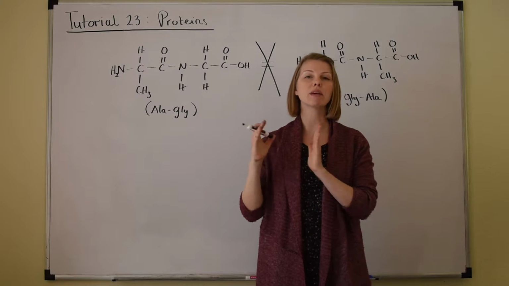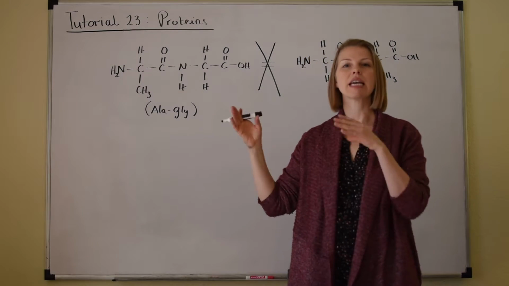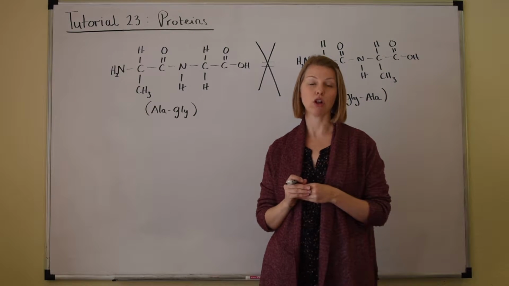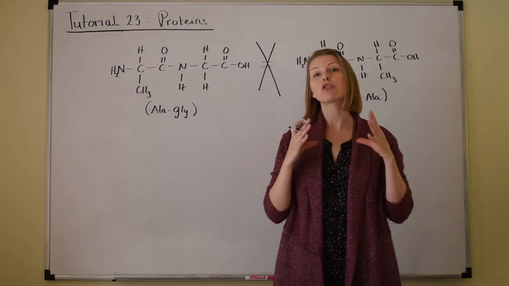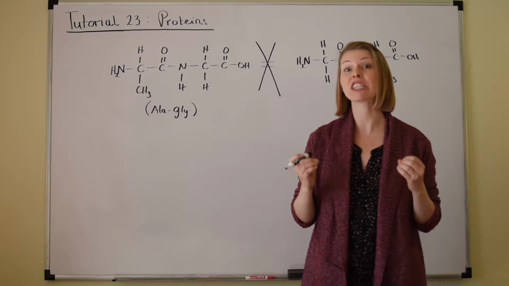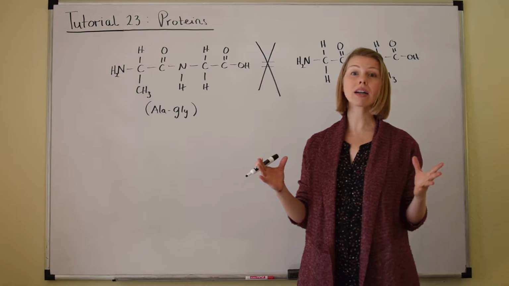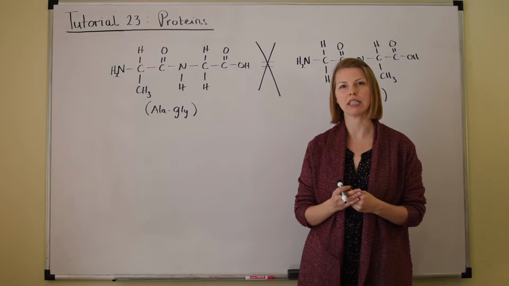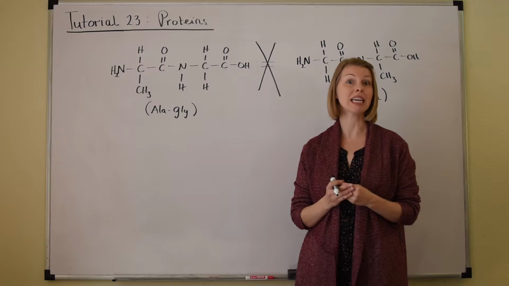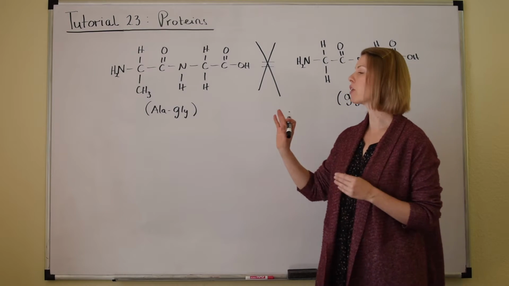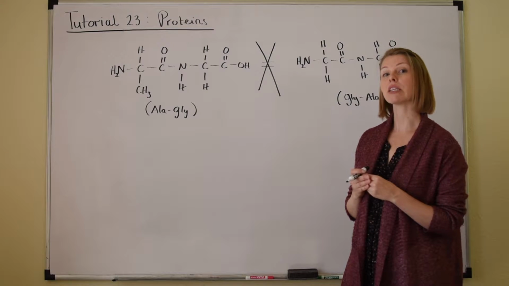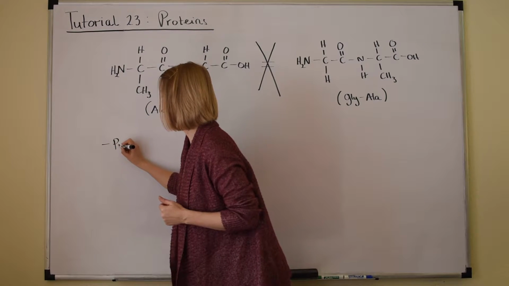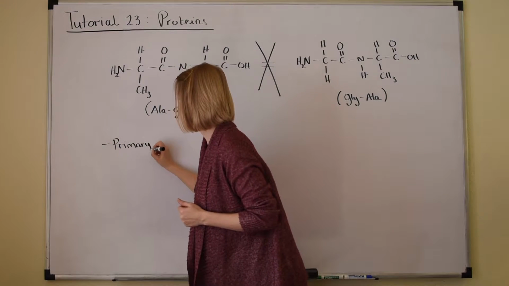The order of the amino acids in a protein is critical to the function of that protein. You might remember at the beginning of this tutorial, we said that it is the structure of the protein that dictates its function. And just one amino acid being out of place is enough to cause a protein to lose its function. It may no longer be able to do its job in the body. And the order of the amino acids in a protein is referred to as its primary structure. I'm going to write that up here on the board. The primary structure.